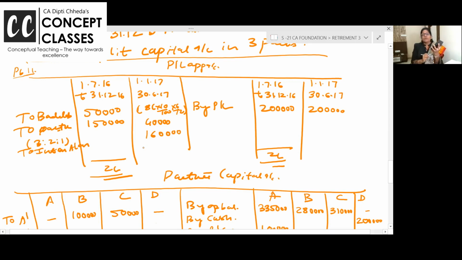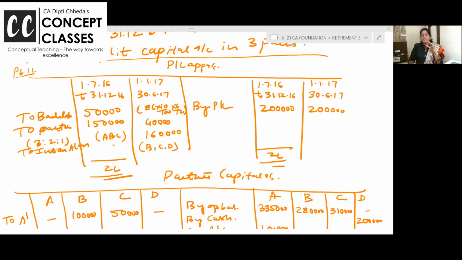160. Who will share this 160 profit? B, C, and D. This is A, B, and C. Take a pause, go out of the calculation and check. Are you clear? Why did I split the capital accounts? Capital account split क्यों किए हमने? Because B, C, D's profit, give it to B, C, D in the ratio which they have.